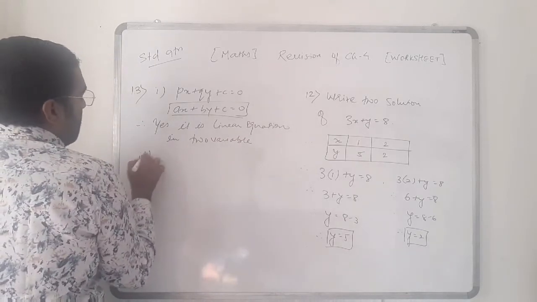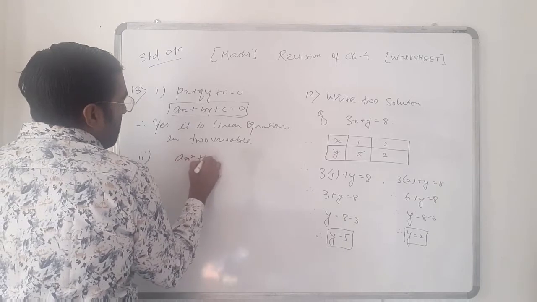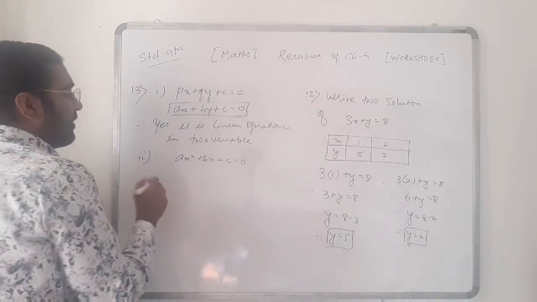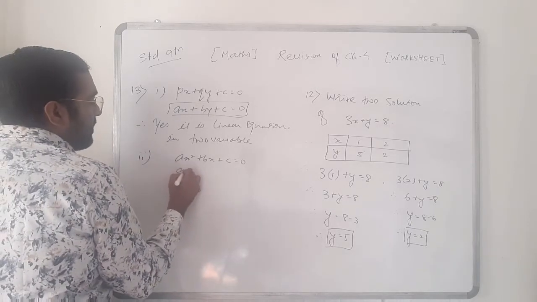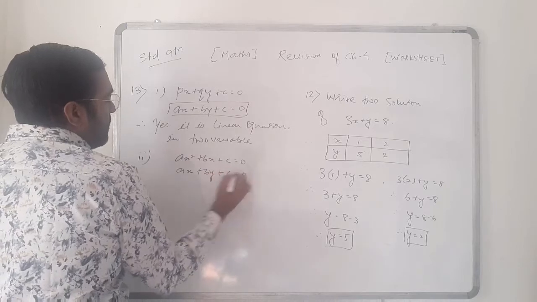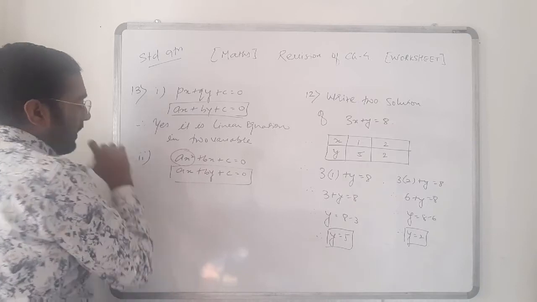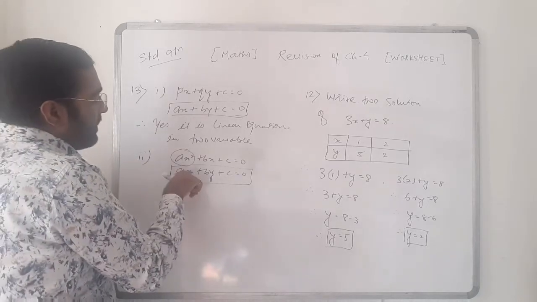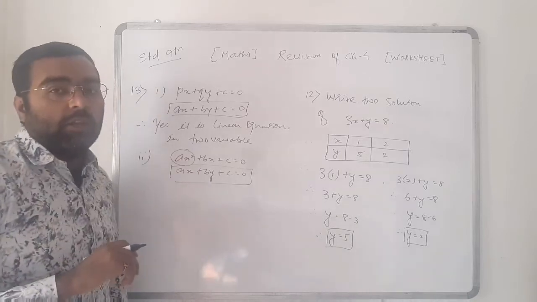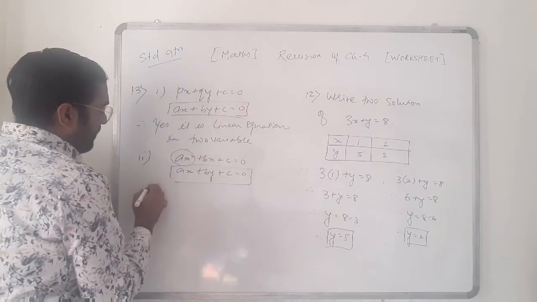Second one, that is ax square plus bx plus c is equal to 0. As per the linear equation in one variable, the equation is ax plus by plus c equal to 0. So this kind of equation is not formed here. Here the power of x is 1, and here the power of x is 2, so it forms a quadratic equation.